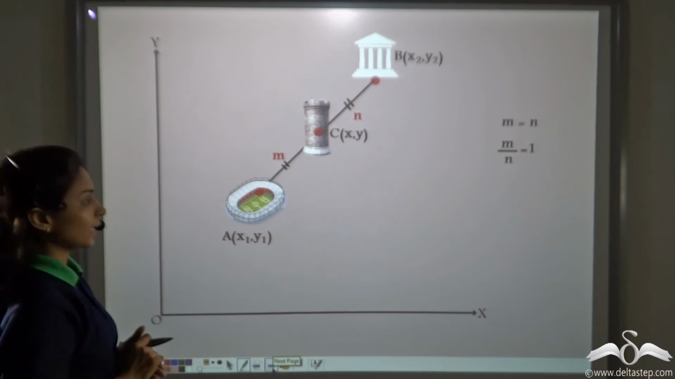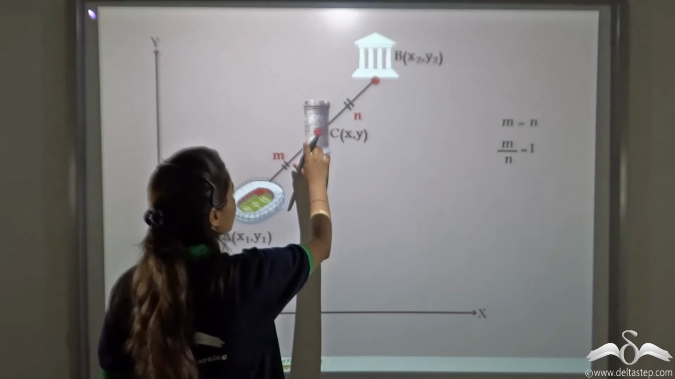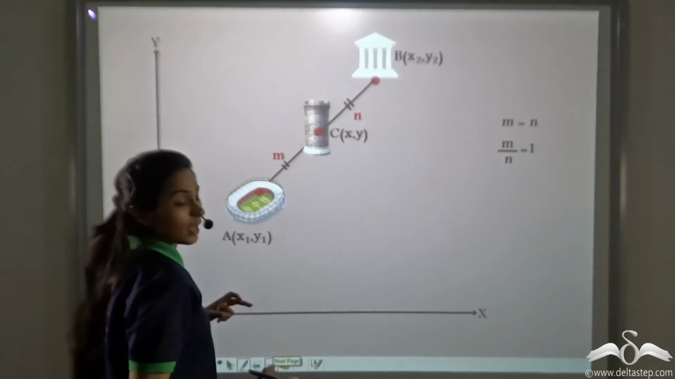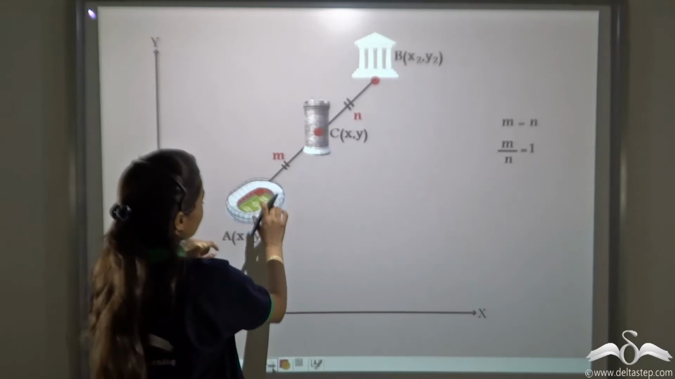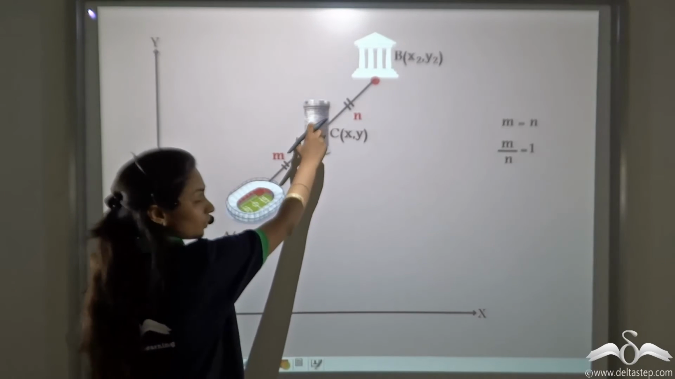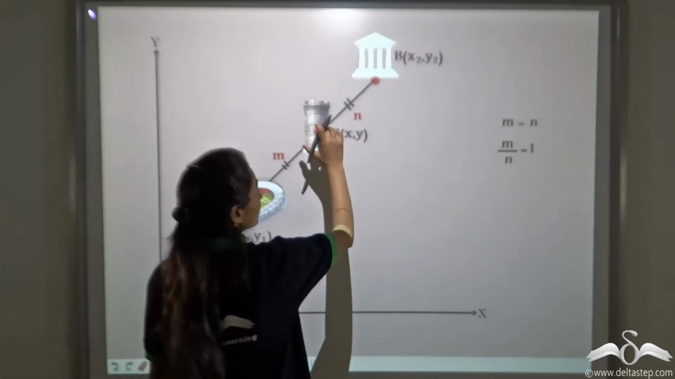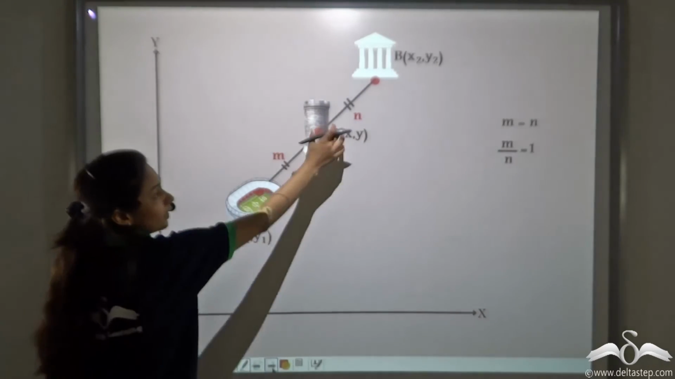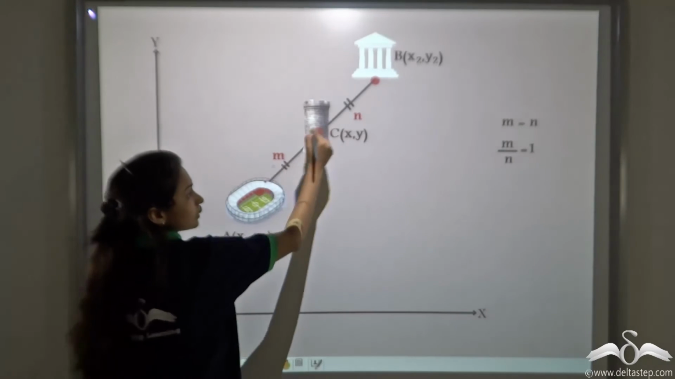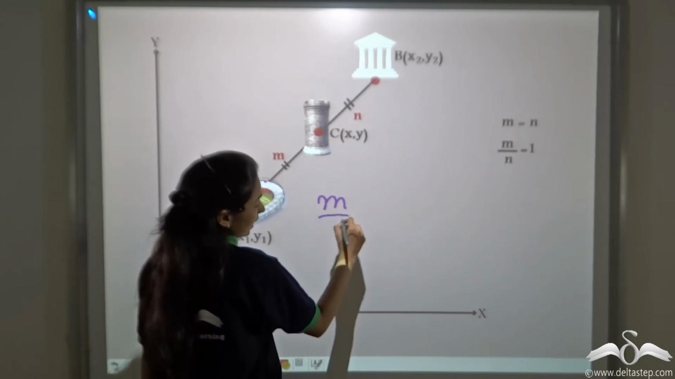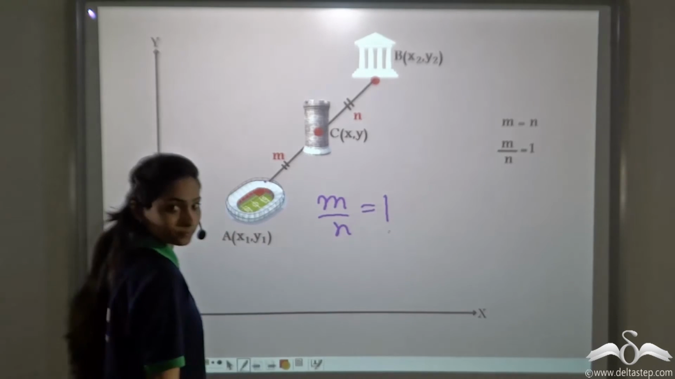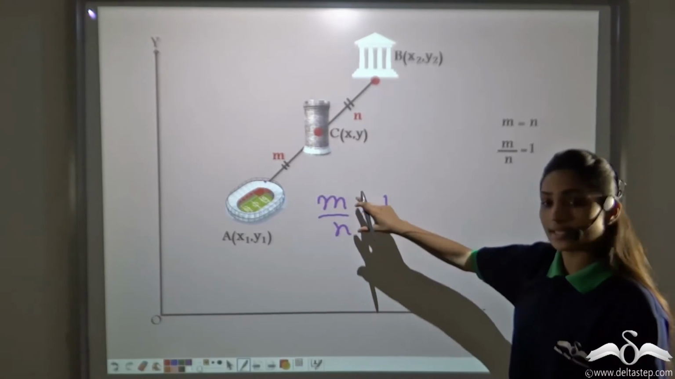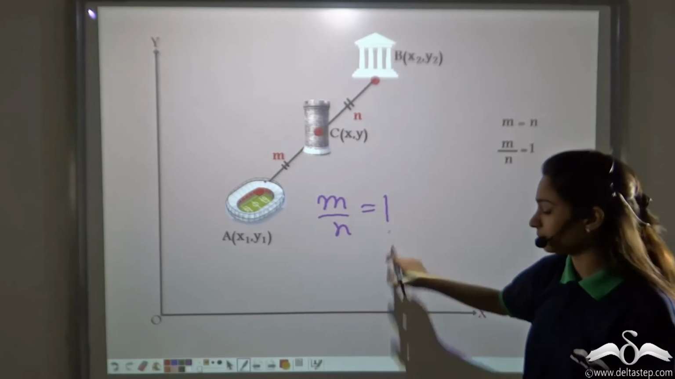Now there may be a case where, say, this tower is just exactly in between the stadium and white buildings. That is, you can say that the distance between the stadium and tower is equal to the distance between the tower and the white building. So what will be the ratio of m and n? If the distance is equal, then you can say that m by n will be equal to 1, because the ratio of the distances will be equal, so it will give us 1.